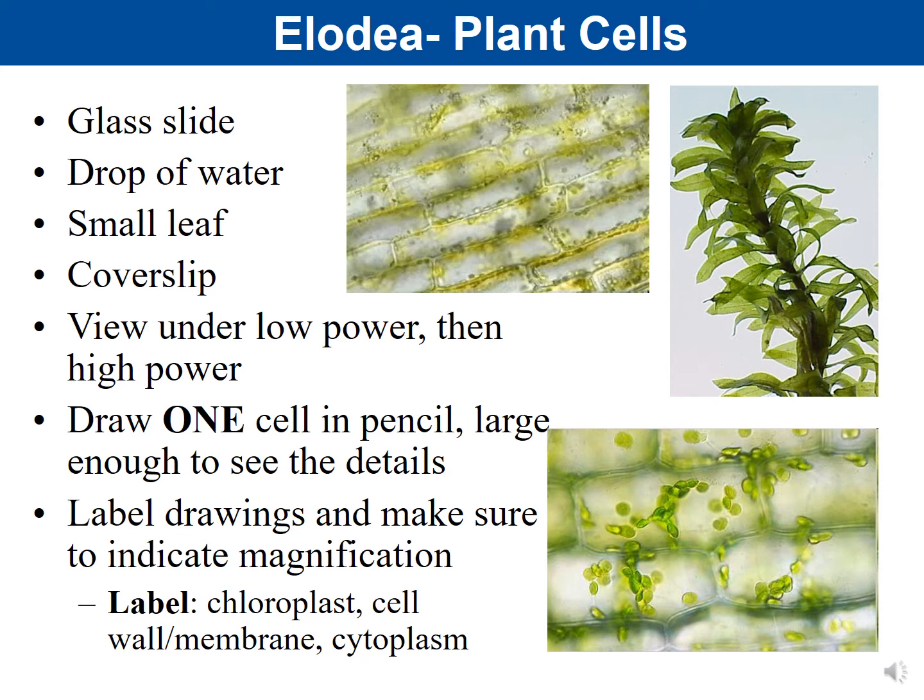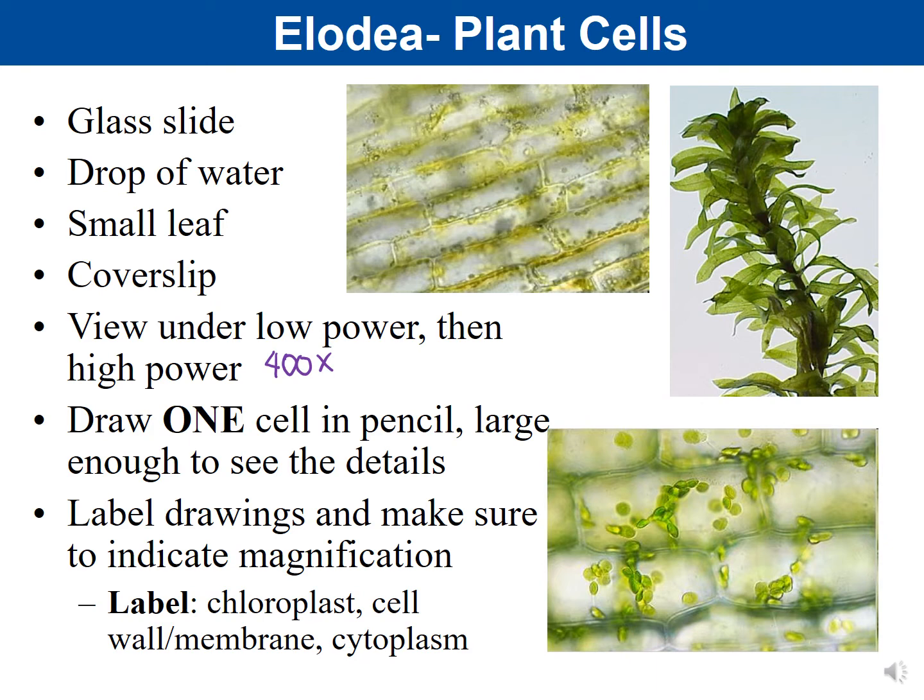And so what you would do is you would take a glass slide, you would add a drop of water, you would take a small portion of the leaf, you would put it in the water, and then cover with a cover slip. You would view it under low power and then go to high power. So what you would do is you would look at it under a total magnification of 400x.